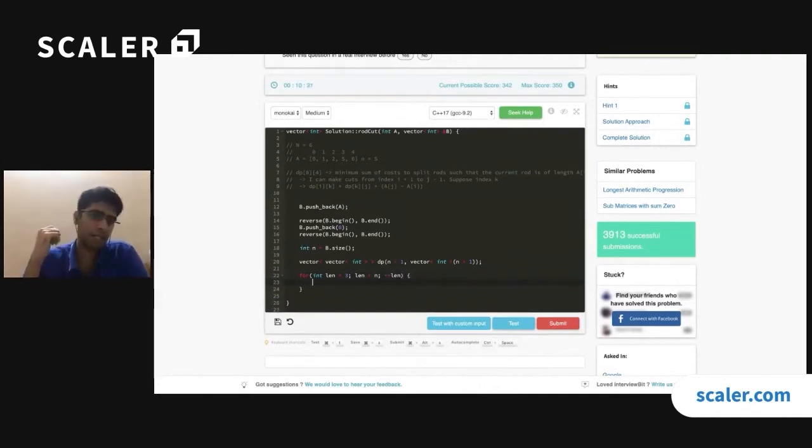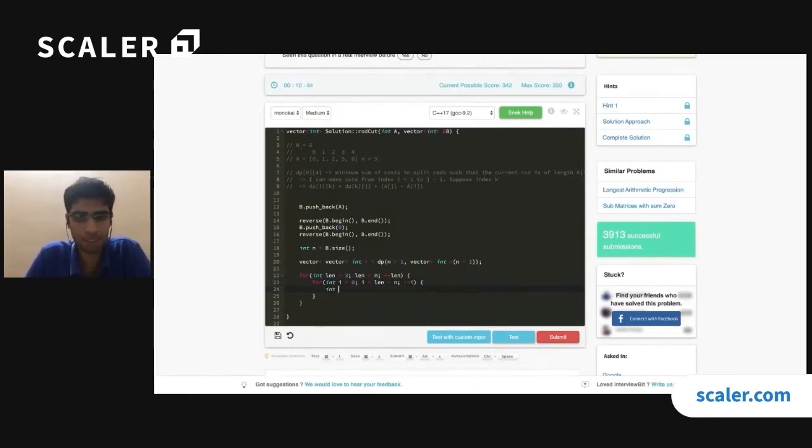Then I will have to put an i. For int i equals 0, I mean, what the start position should be. i plus length should be less than n plus i. j is equal to i plus length, right? Or will it be i plus length minus 1? It will be i plus length minus 1, right? i plus length minus 1 should be less than n, because for index 0, length 3 ends at index 2.